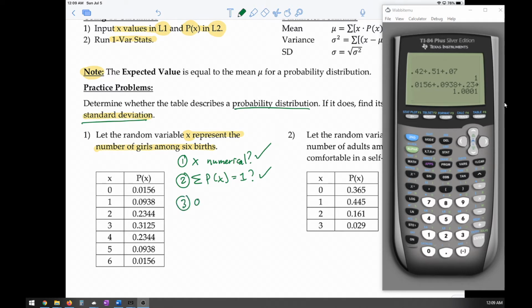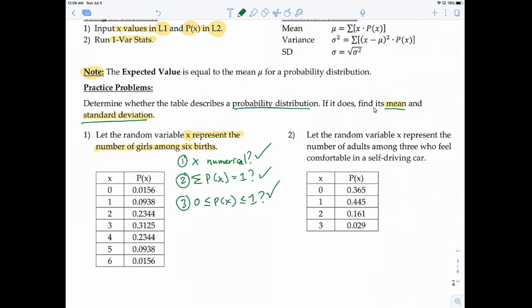Requirement number 3 says that the individual probabilities, those individual p of x's, are between 0 and 1. Well, let's check. This one's between 0 and 1. This one is as well. This one as well. They're all between 0 and 1. So that one checks off. Now that we've checked it off, all three requirements are met. We know it's a probability distribution. And if it is, then the instruction says find the mean and the standard deviation. I didn't provide any round off instructions, but let's round to say 2 decimal places.